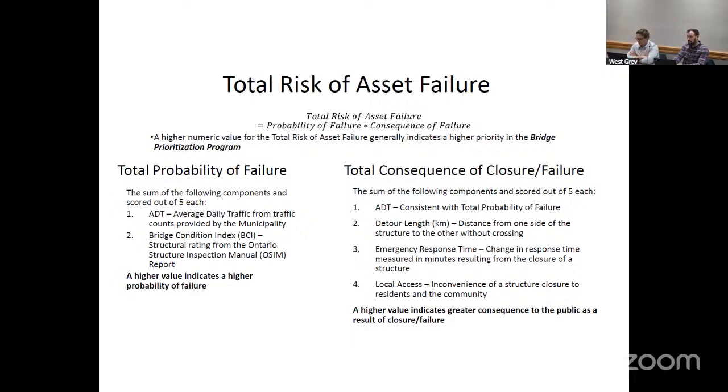Then we have the total consequence of closure or failure. It's the sum of the following components scored out of 5 each. Average daily traffic, which is consistent with the total probability of failure. The detour length measured in kilometers, the distance from one side of the structure to the other without crossing. Change in emergency response time, measured in minutes, resulting from the closure of a structure. And local access, which is just an inconvenience factor for a closed structure to residents and the community. A higher value would indicate greater consequence to the public as a result of the closure or failure.